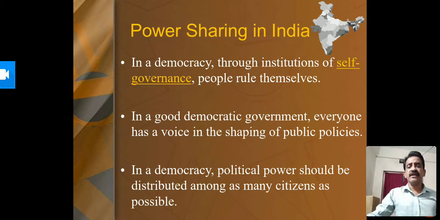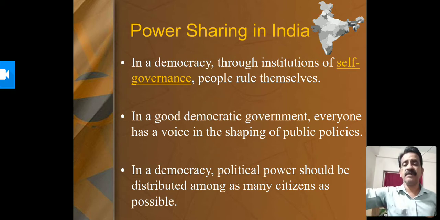In a democracy, through institutions of self-governance, people rule themselves. In a good democratic government like India, everyone has a voice in shaping of public policies. In a democracy, political power should be distributed among as many citizens as possible.